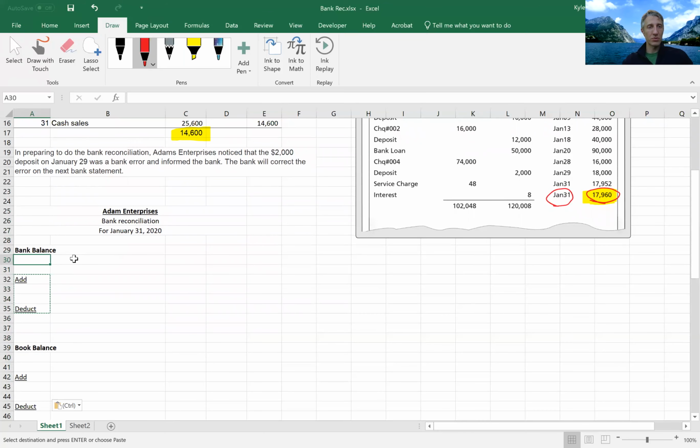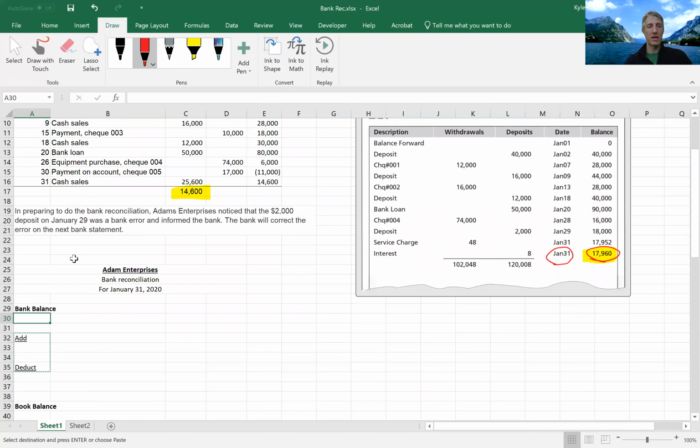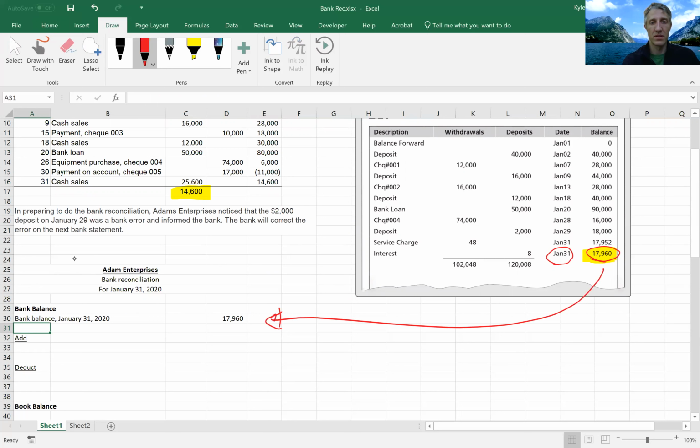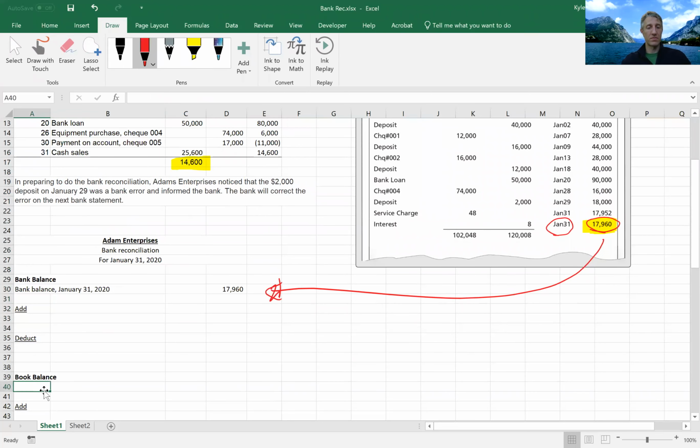And I'm going to also start by just putting in, well, what is the bank balance on January 31st? So I'll just write bank balance, and this is at the end of January 31st, 2020. And I'm going to put in the 17,960, which is from the actual bank statement. That's how much money physically, as of the 31st, was in the bank. Our book balance, though, on January 31st, 2020, was different. It was $14,600.